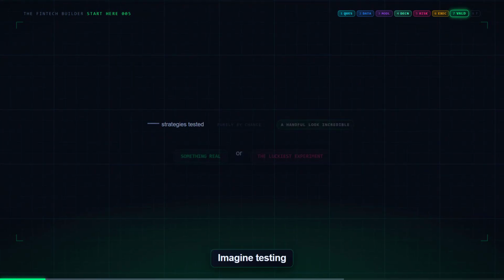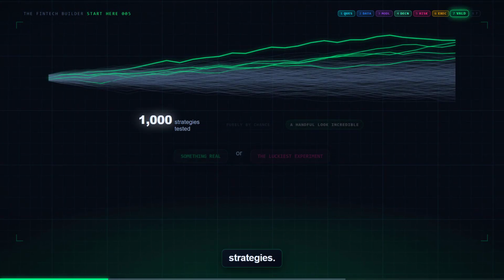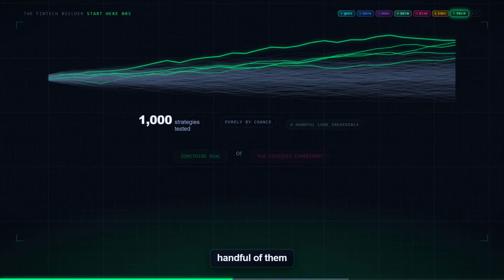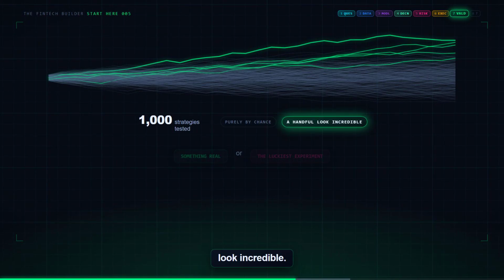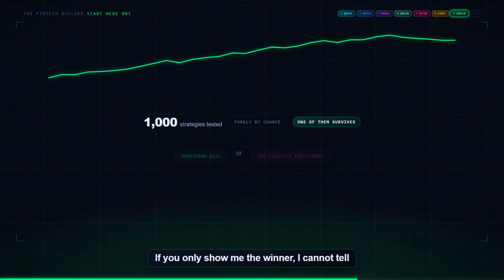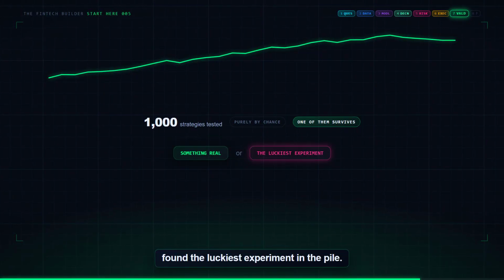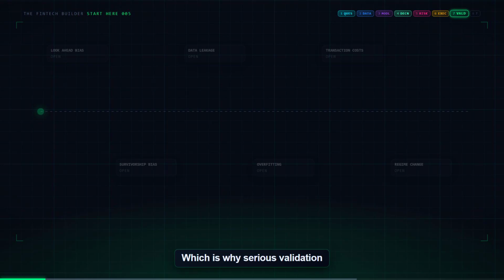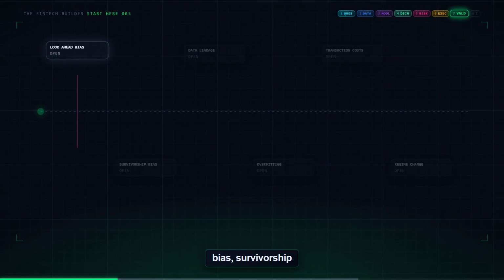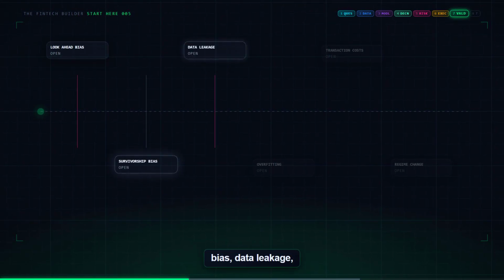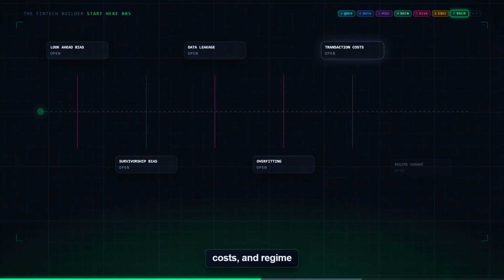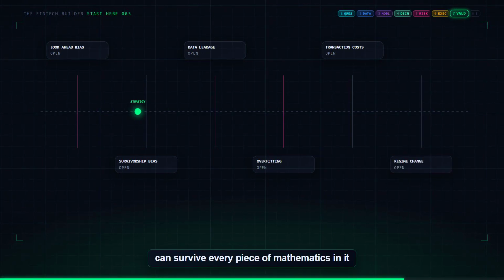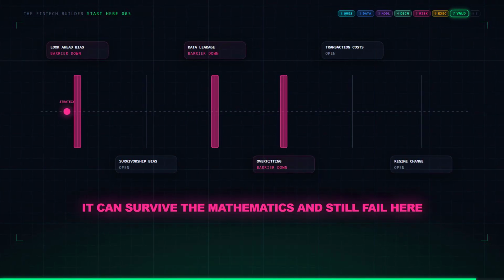Imagine testing 1,000 strategies. Purely by chance, a handful of them are going to look incredible. If you only show me the winner, I cannot tell whether you found something real or simply found the luckiest experiment in the pile. Luck can look exactly like skill. Which is why serious validation worries about look-ahead bias, survivorship bias, data leakage, overfitting, transaction costs, and regime change. A strategy can survive every piece of mathematics in it and still fail right here.